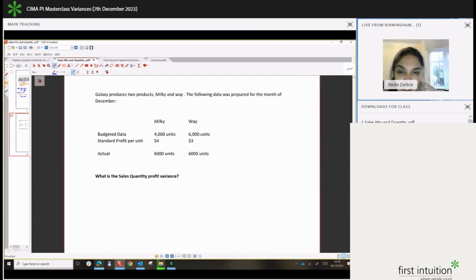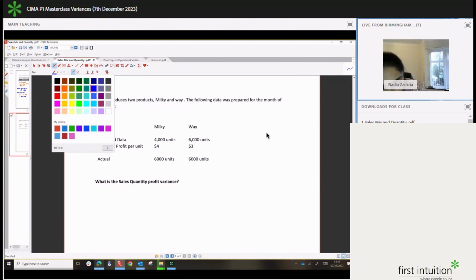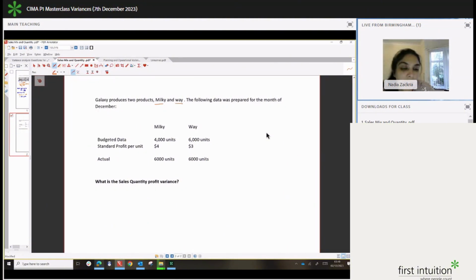Right, so I've changed the question a little here, and I've said, right, we've got Galaxy who's producing 2 products, Milky and Whey, and the following data was prepared for the month of December. We've been told that the budget was 4,000 units of Milky and 6,000 units of Whey, whereas our actual ended up being 6,000 units and 6,000 units. Now, there is a shortcut method that always works when you do a quantity variance, and therefore I'm going to show you that shortcut method.